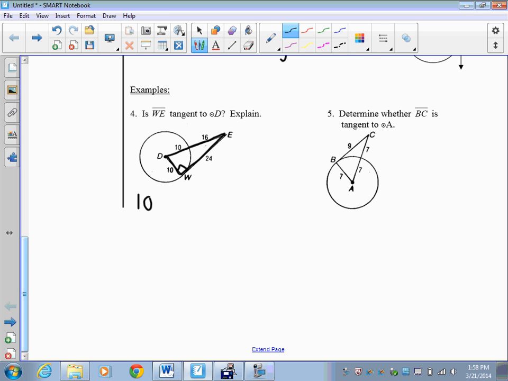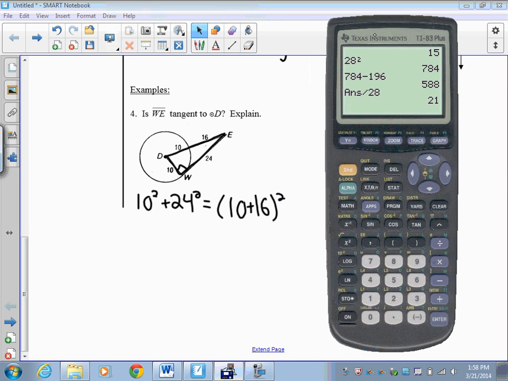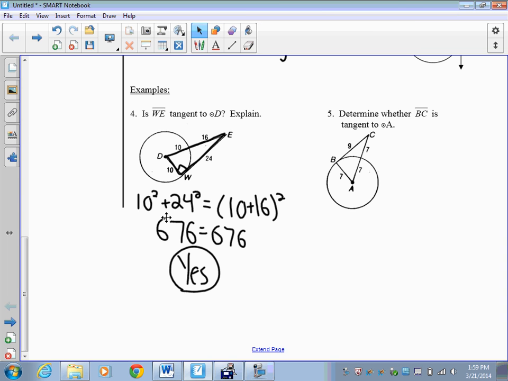So does 10 squared plus 24 squared equal (10 plus 16) squared? That's 26 squared. Let's use our calculators to verify if this is true or not. 10 squared plus 24 squared is 676. We can even enter it like this so long as we have the parentheses. So yes, it will be, because 676 equals 676. So that's sufficient to show it is tangent, it's a right triangle.